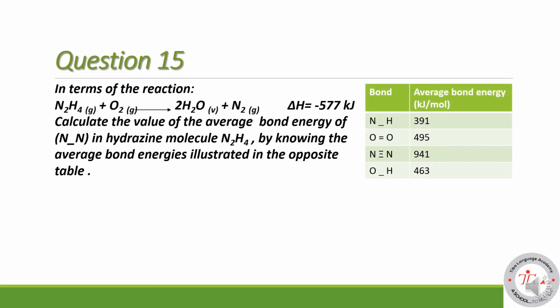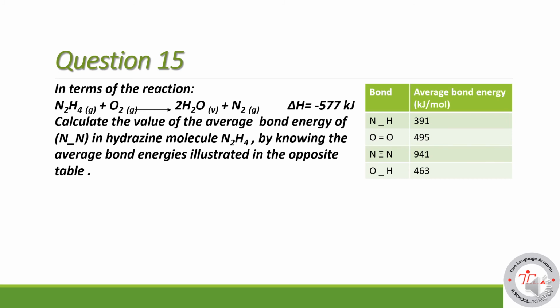Question 15. Consider the reaction of hydrazine plus oxygen producing 2 mole of water vapor plus nitrogen gas. Delta H equals negative 577 kilojoule. This means that this reaction is exothermic. Calculate the value of the average bond energy of N-N bond in the hydrazine molecule, knowing that the average bond energies are illustrated in the opposite table. This table illustrates N-H, O=O, N≡N, and O-H.